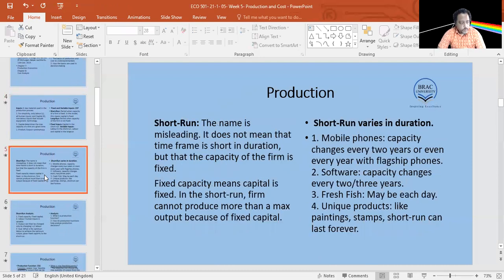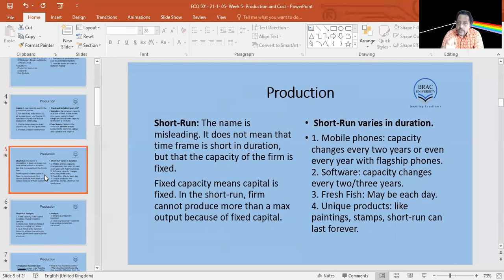Now, when we use the word short run, the term can be extremely misleading. Does the short run mean a short time period? Can the short run not be a long time period? What determines the short run? The short run is misleading because it does not mean that the time frame is short in duration, but the time period when the capacity of the firm is fixed.